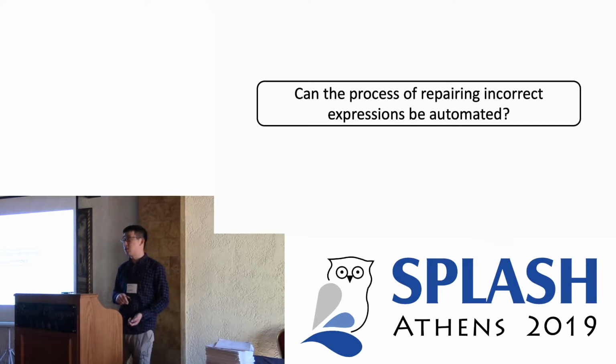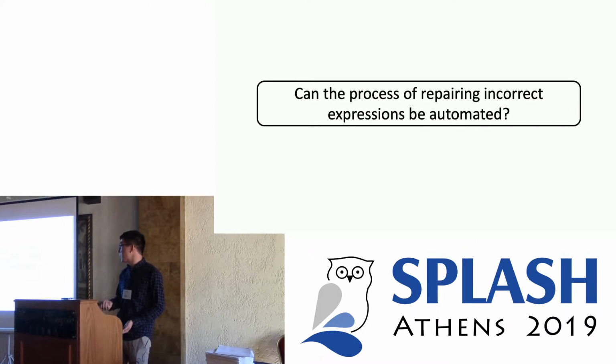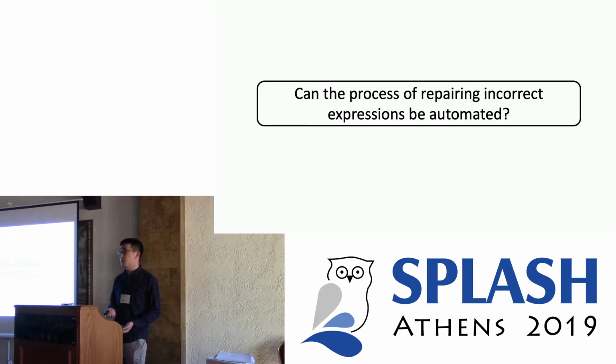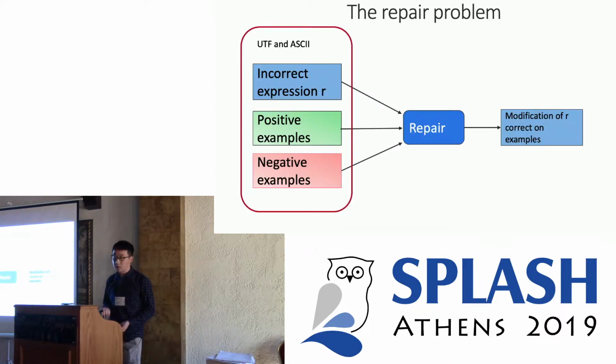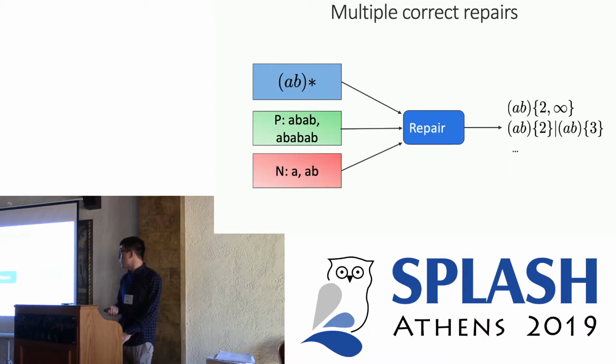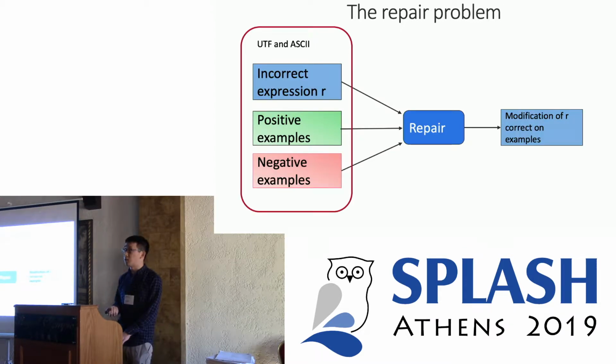So can the process of repairing expressions be automated? The similarities between these two cases is the incorrect expressions have similar structures as the correct one, and a set of matches and non-matches are given. So here is a repair problem. Given an input expression and a set of examples, which is in ASCII and the UTF alphabet, the output should be a modification of R such that it is correct on these examples.